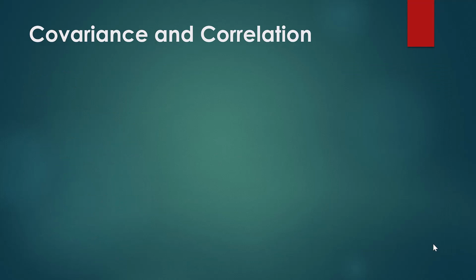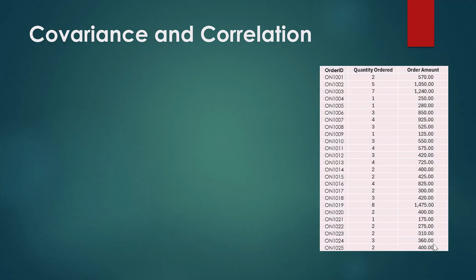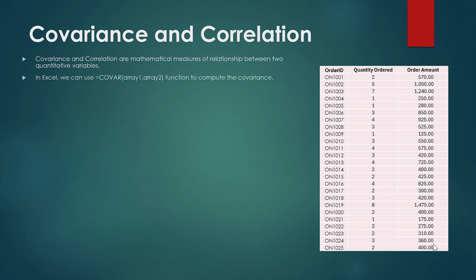So let's first talk about covariance and correlation for our example. So covariance and correlation are mathematical measures of relationship between two quantitative variables. In Excel, we can use the covar function to compute the covariance between two arrays of quantitative data. We can also use the correl function in Excel to compute the correlation between two arrays of quantitative data. Once we have those values, we can then interpret the values of covariance and correlation.